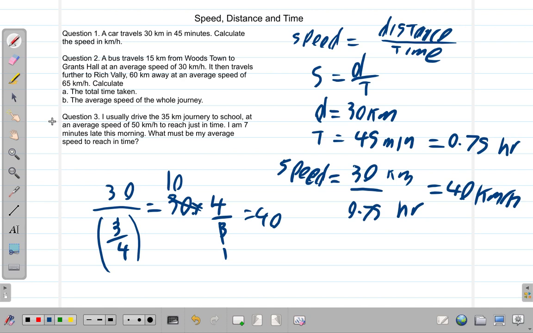Now, look at question 2. A bus travels 15 kilometers from Woodstown to Grants Hall at an average speed of 30 kilometers per hour. It then travels further to Rich Valley, 60 kilometers away at an average speed of 65 kilometers per hour. Calculate the total time taken for the entire journey, and also the average speed of the whole journey. I'm going to want you to do that calculation, and we're going to look at it in a different video.